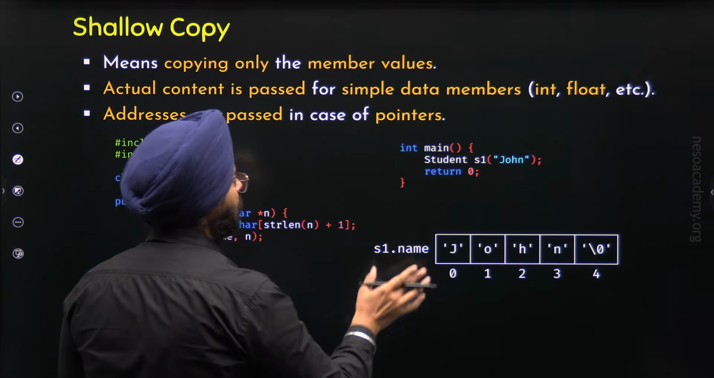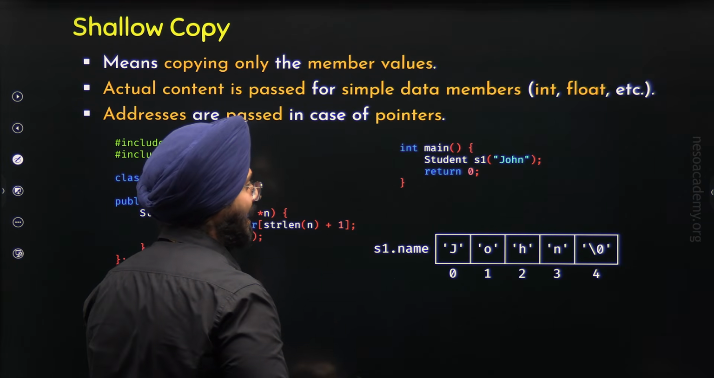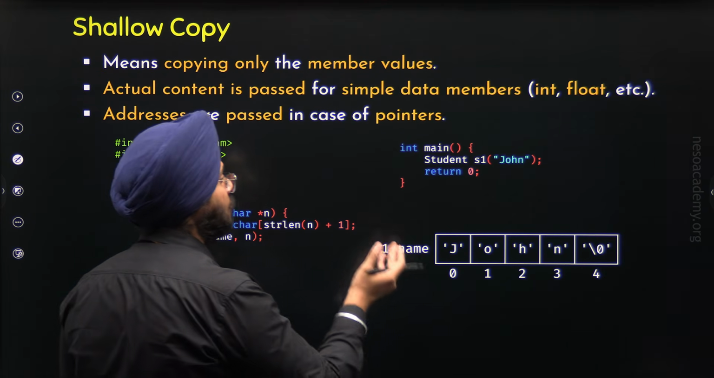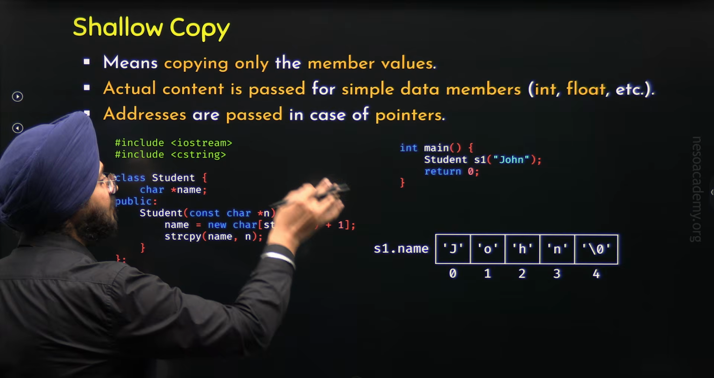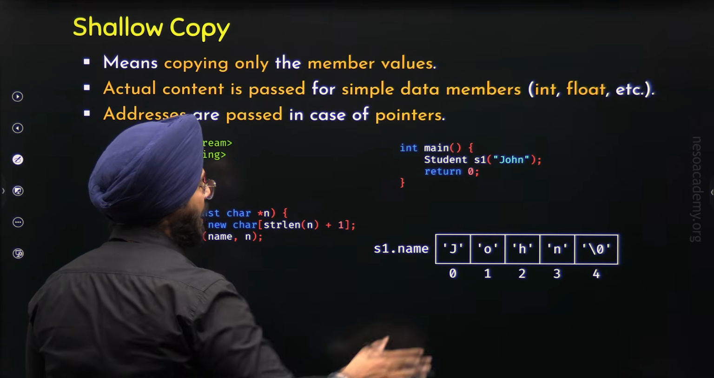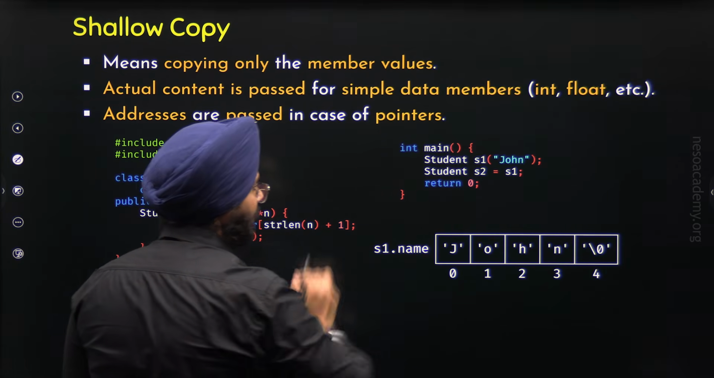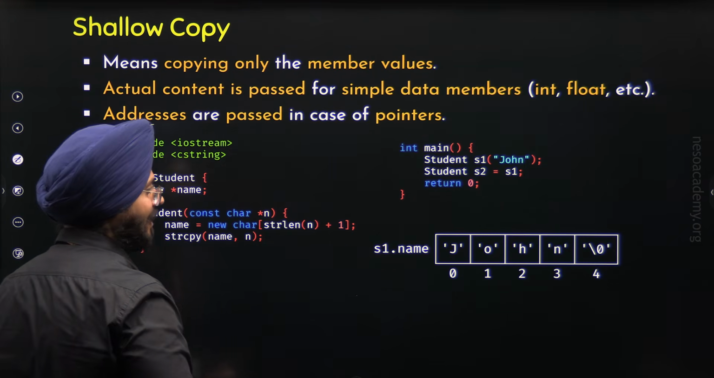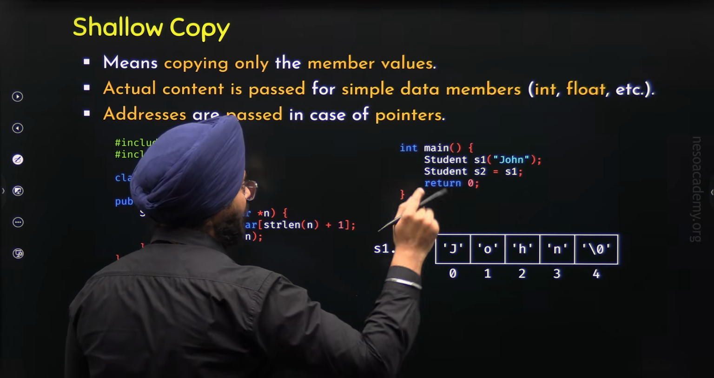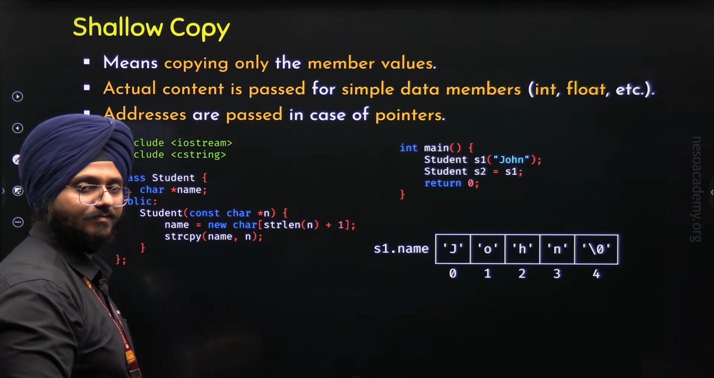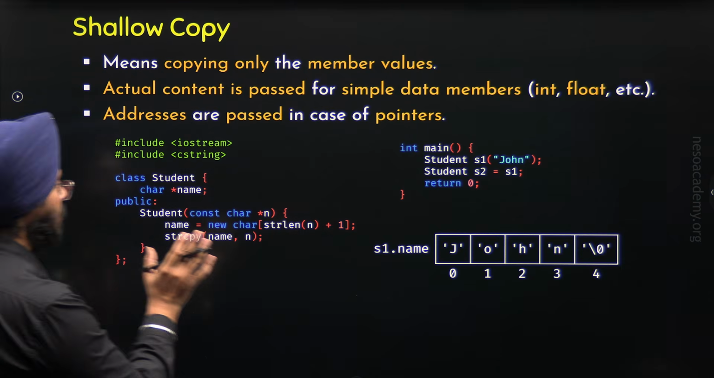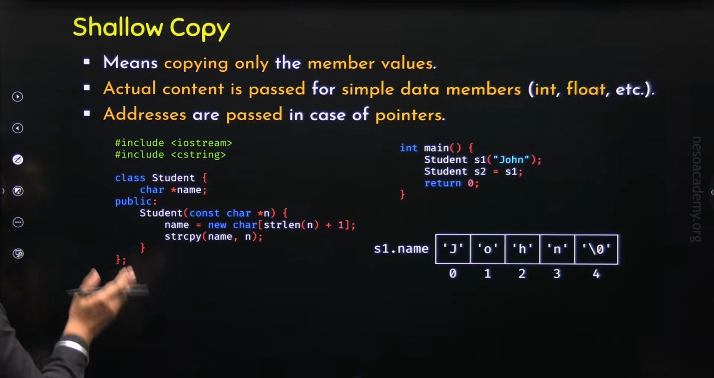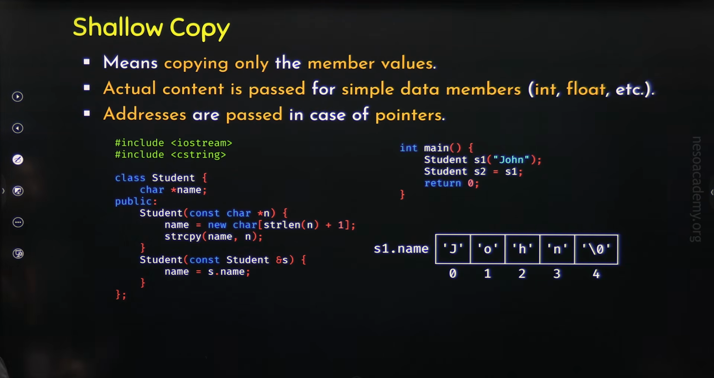Now let's create a new object S2 and let's initialize it with S1. This means now we will create a new object as the copy of the existing object S1. This is how the new object S2 looks like. Student S2 equals S1. Here I'm trying to copy the S1 to S2. So we know that the copy constructor needs to be called, but the copy constructor is not defined yet. Let's define the copy constructor like this.